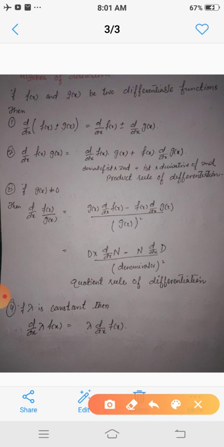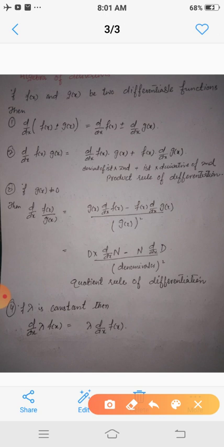Assalamu alaikum, dear students. We are discussing the concept of derivative, and in the previous lecture we discussed the derivatives of trigonometric functions. Today we are going to discuss the algebra of derivatives.